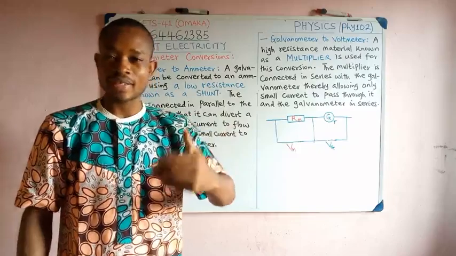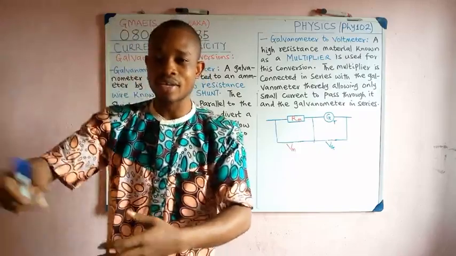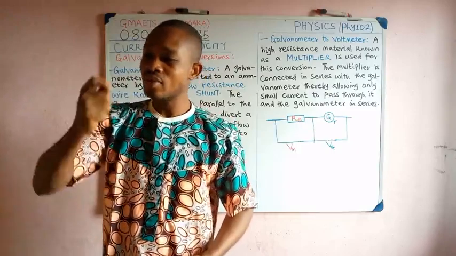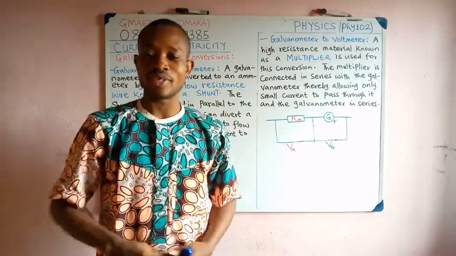Whereas a multiplier, like the name implies, to multiply, is that okay? It's a high resistance material. Hence, it allows only small currents to flow through it.